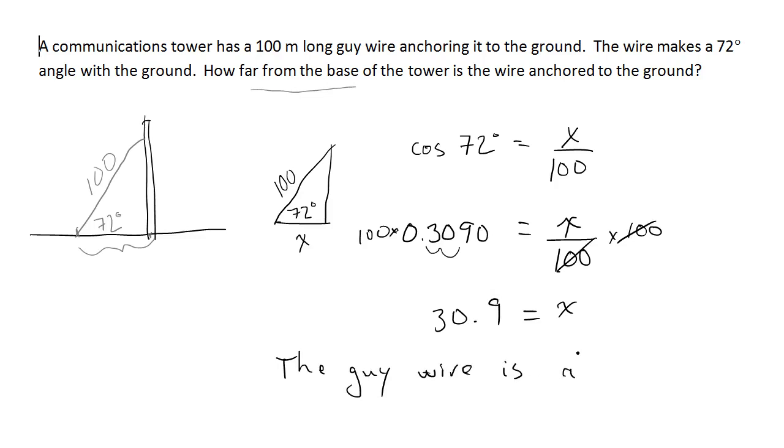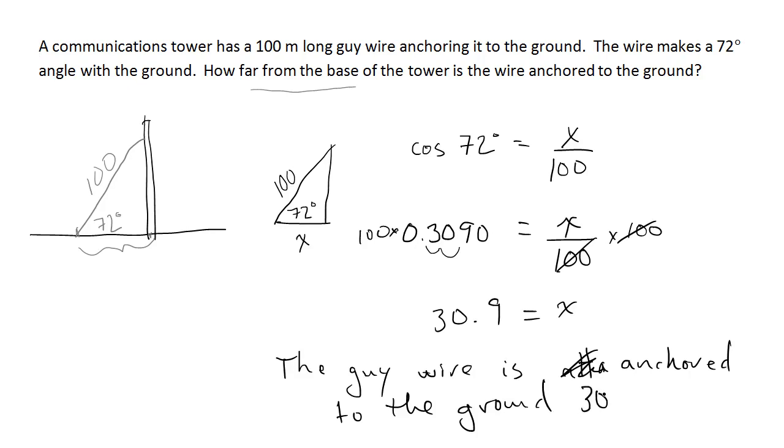So we know that the guy wire is anchored to the ground 30.9 meters from the base of the tower.